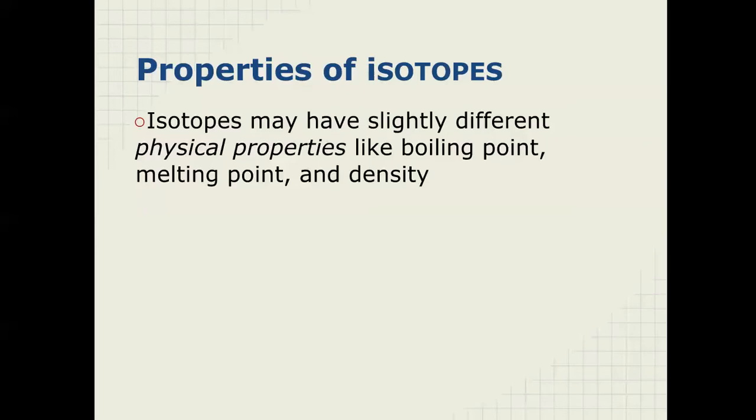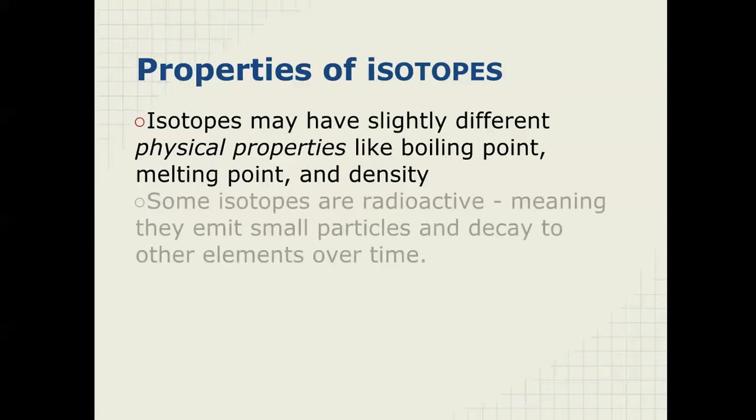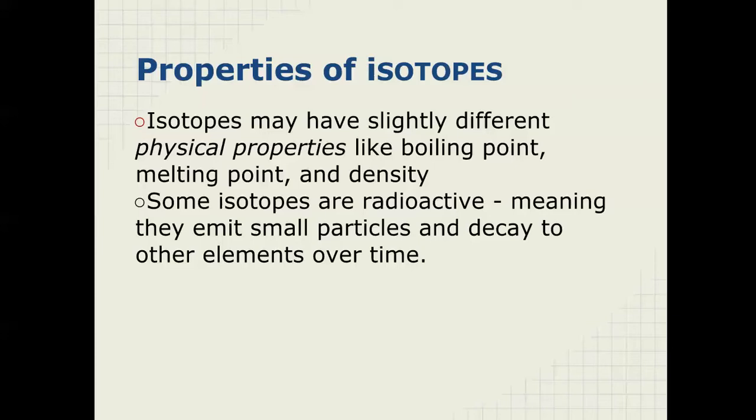Again, I've mentioned this earlier, but it's possible that isotopes would have very slightly different physical properties like boiling point, melting point, and density. I also mentioned earlier that some isotopes are radioactive, meaning they're going to emit small particles and decay to other elements over time. So to see different physical properties, for instance with carbon-12 and carbon-14, you'd have to somehow find a way to completely separate them. If you had a pile of pure carbon-14 and a pile of pure carbon-12, you would find that their melting points and densities are very slightly different. But again, chemical properties would be the same.